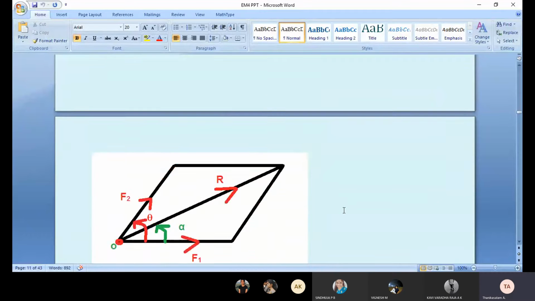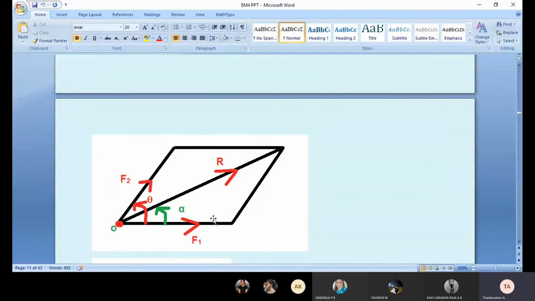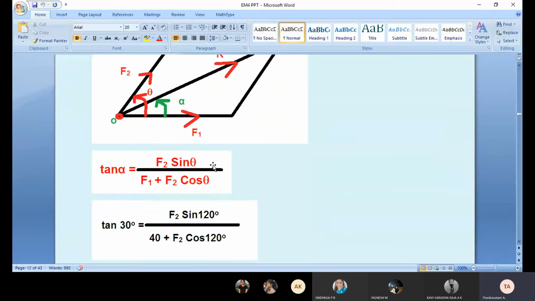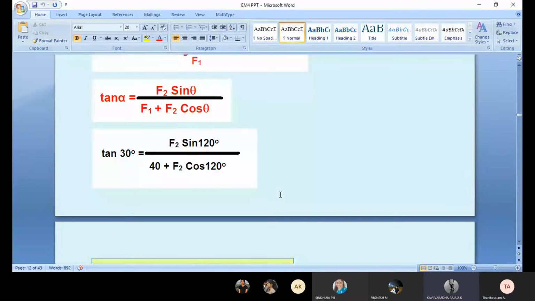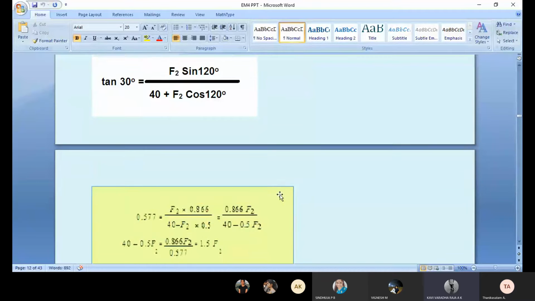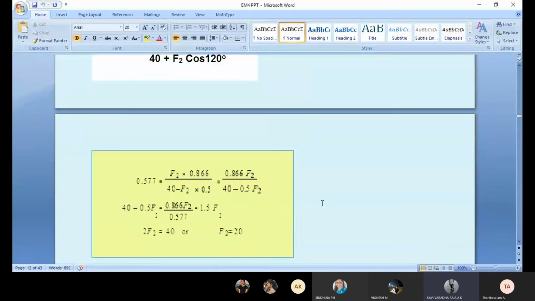Okay, then you have the parallelogram diagram, that is alpha. We know tan alpha equals F2 sin theta divided by F1 plus F2 cos theta, sir. So I applied 30 degrees for alpha, F1 is 40, F2 we don't know so we kept it as it is, we want to find F2 only, sir. And theta is 120. And then the F2 answer is 20, sir. 20 Newton.